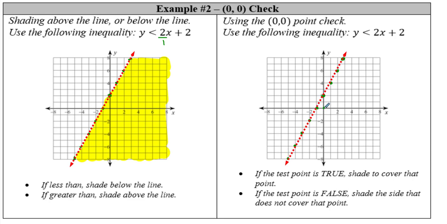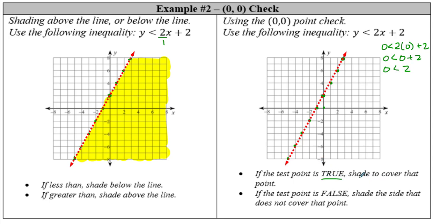So this is the point that I'm going to check. Okay, 0, 0. That means I have a 0 for y. And then I have 2 times 0, and then plus 2. What is 0 times 2? That is 0. And then 0 plus 2 gives me a positive 2. Then I ask myself, is 0 less than 2? Yes, we know that 2 is greater than 0, so that means 0 is less than 2.